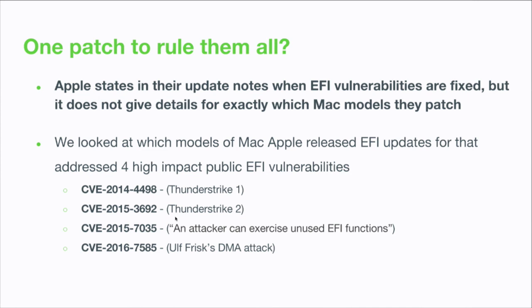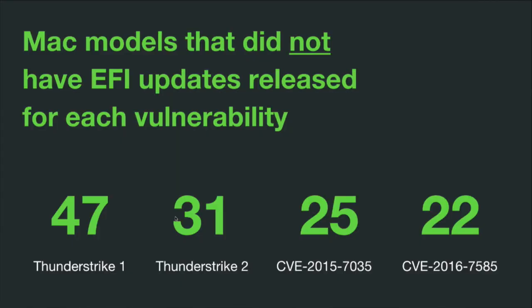So when we mapped these four CVEs to the updates that were being released by Apple, we wanted to see which models were receiving updates to address these vulnerabilities. And these big numbers here now are the number of models that did not receive an EFI update to address these vulnerabilities. So Thunderstrike 1, which is the oldest one discussed, there were 47 models of Mac that never received an EFI update to address that vulnerability. 31 for Thunderstrike 2, 25 for Xenocova's misuse of unused EFI functions, and 22 for Ulfric's DMA attacks.